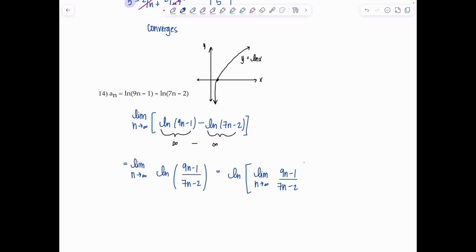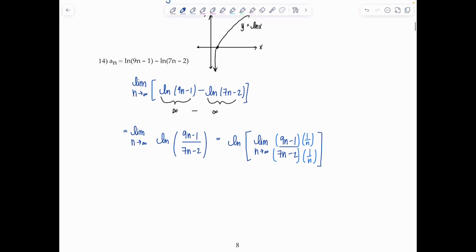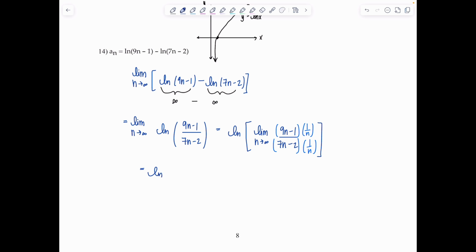And then now it's not a problem. This is going to infinity, bottom's going to infinity, but I'm going to divide everybody by n to the first, highest power from the denominator. Also, if you like to think of it as multiplying by 1 over n instead, that's cool too. You live your best life. Do what feels natural. Just don't forget there's this cute little ln in the front.